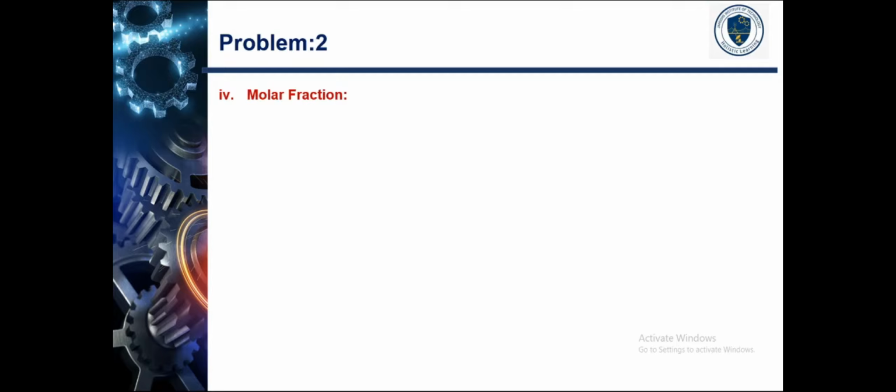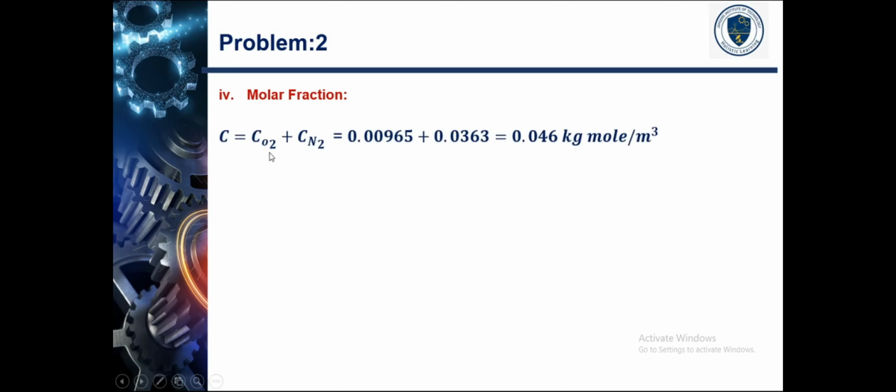If you want to find the molar fraction, we must know the molar concentration of the mixture. As per the summation rule, the molar concentration of the mixture is equal to the molar concentration of oxygen plus the molar concentration of nitrogen. We know these two parameters, so if you add them, we will find the molar concentration of the mixture. Its value is equal to 0.046 kilogram mole per meter cube. Next we move on to the molar fraction for oxygen. What is the molar fraction for oxygen, and how is it found out?